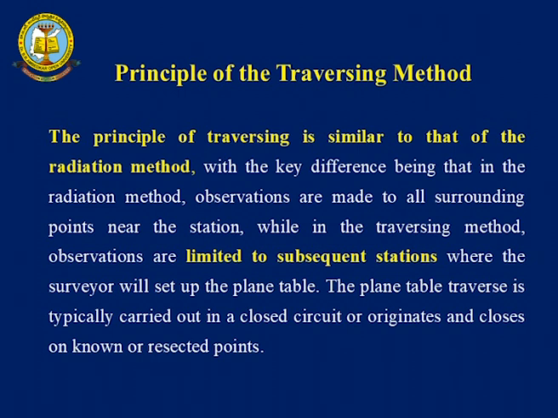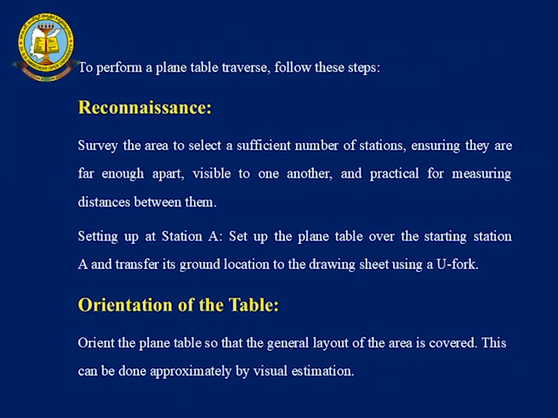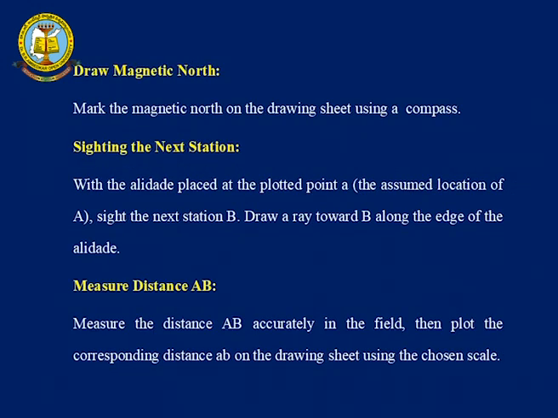The plane table traverse is typically carried out in a closed circuit, originating and closing on known or resected points. To perform the plane table traverse method, there are some of the same steps as in the radiation method. First, reconnaissance; second, orientation of the table, and drawing the magnetic north. Then sight the next station and measure the distance AB from one station to the other.